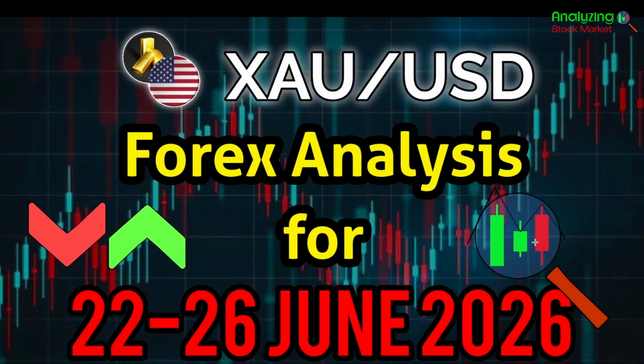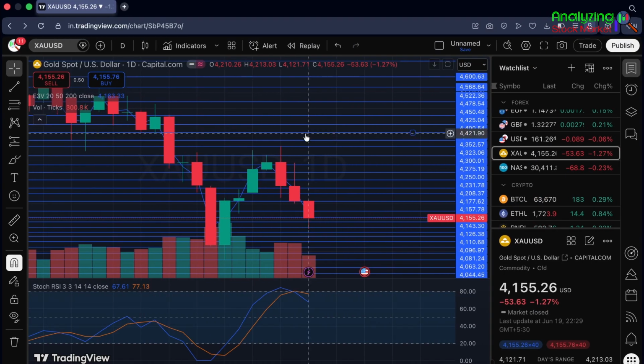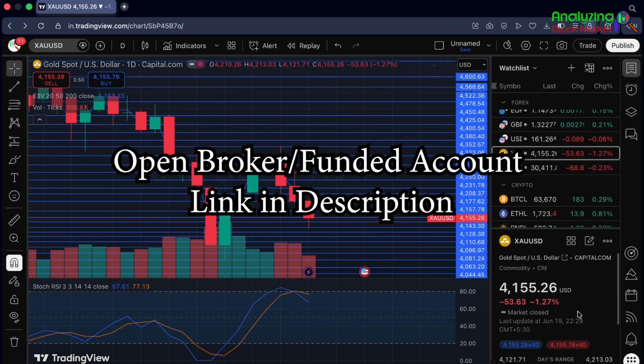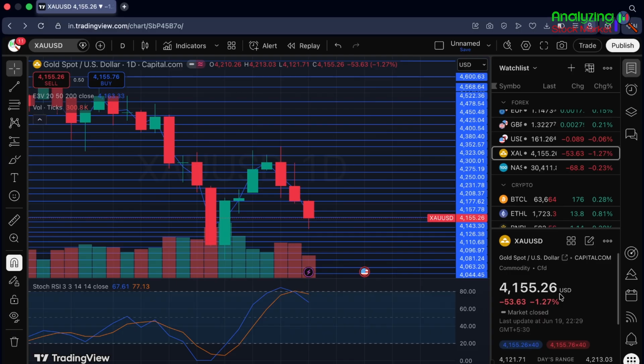So today I'll be talking about XAU USD, that is the gold USD pair, and we'll do the forex analysis for 22nd to 26th June 2026. So let's go straight to the chart. First, let's see what happened in gold USD on Friday. As you can see, a 1.27% negative move. 4155.26 was the closing on Friday. Now I'll be talking about what is going to happen in the coming week.